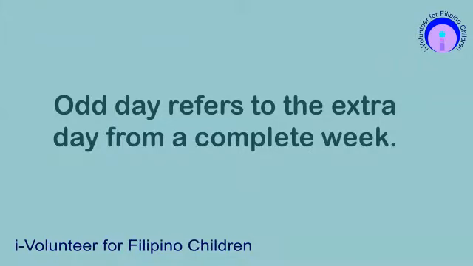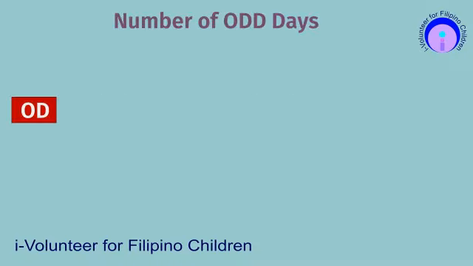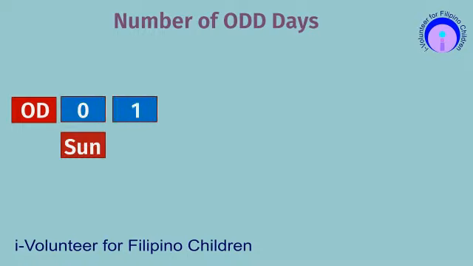To be able to understand our lesson well, I would like to introduce a new word called odd day. It is a word referring to the extra day of a complete week. For every code of odd day, we have a particular day of the week. Odd day 0 refers to Sunday.